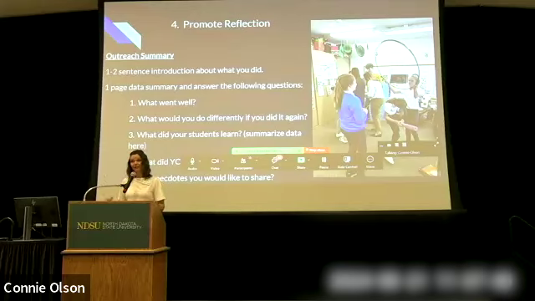And so they compile that data because they had 4 groups of students come through, and then they learn where there might have been some gaps in what they were explaining and what they may have missed. And so they think about what they would do differently if they did it again. What did your students learn? And so they summarize their data there. And what did you learn is the other question there. And the what did you learn is always interesting because they talk about how the students didn't really get it until we did a hands-on activity. That it usually comes out.